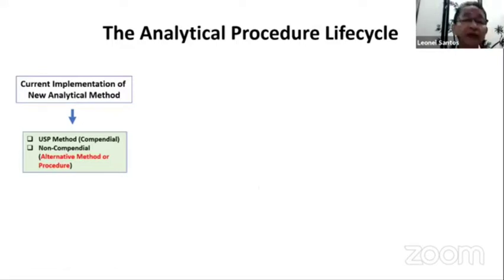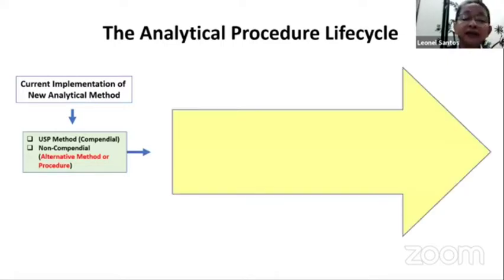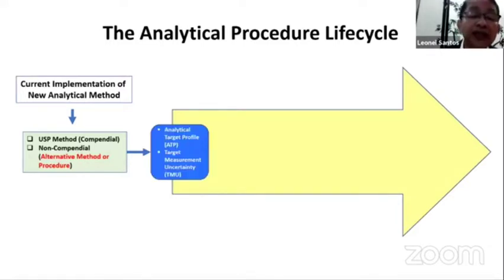But at times, there are methods that are not in USP. So those are termed non-compendial or alternative methods. Those are the internal methods from your company. However, this will have to adapt into the new proposed General Chapter 1220, starting with the establishment of what is called the Analytical Target Profile, ATP, and Target Measurement Uncertainty, TMU.